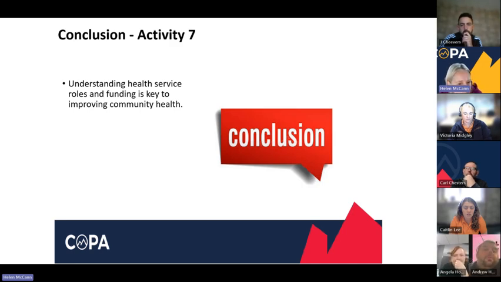So it's just looking at what's out there, how we can utilise these services and what we can pinpoint that's missing. So remember, the better informed we are about these services, the more effective they'll be for our teams in the community out there. Any questions about activity 7?